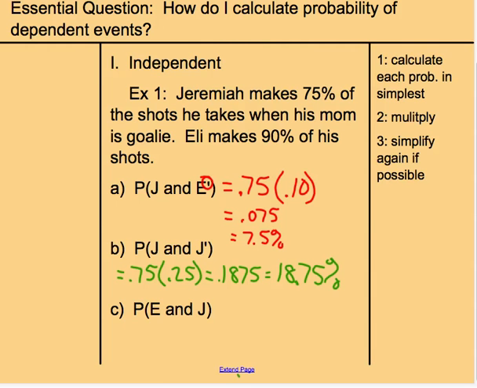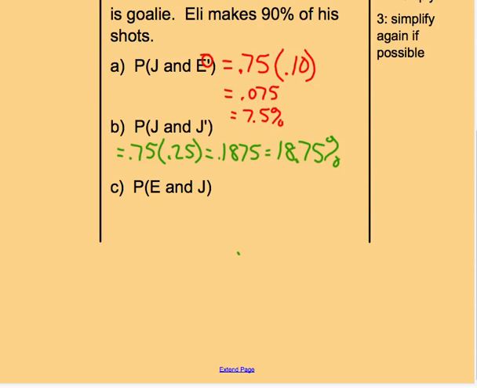All right, the last one, what's the probability that they both make it? So Eli has a 90% chance of making it. Jeremiah has a 75% chance. Multiplying those together, 0.675, and then converting it back to a percent, 67.5% chance that they both make their shots.